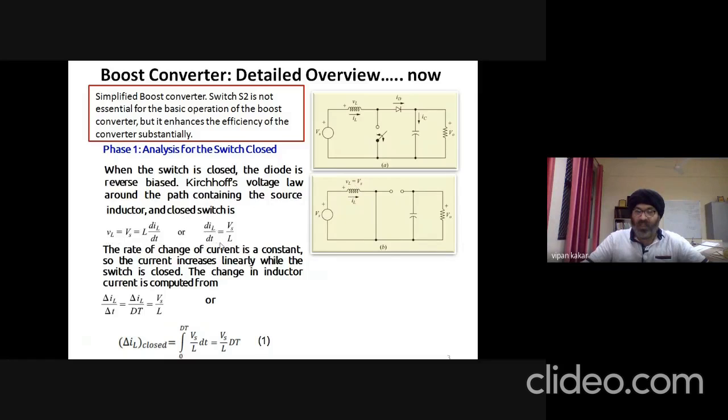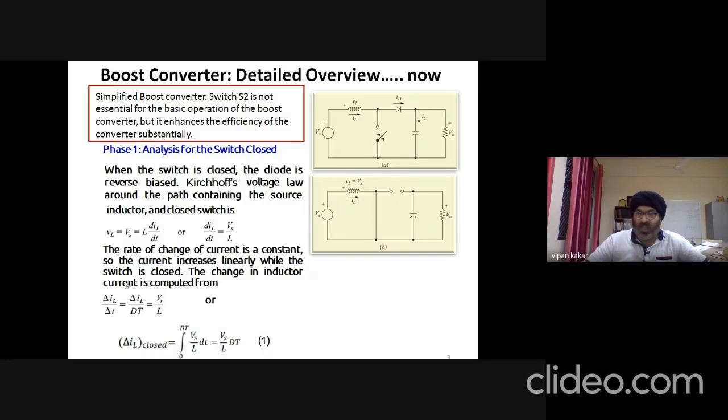Or dIL by dt, the rate of change of current, is Vs by L, just rearranging this equation over here. And now the rate of change of current, we know, is constant when this switch is closed. So the change in inductor current is dIL divided by dt. And if we denote it with deltas, having some specific value, because we want to have the change in current for that particular turn on time.